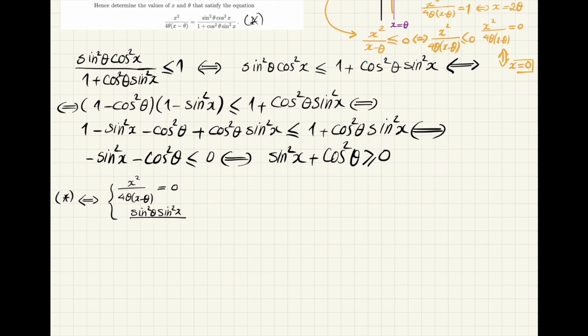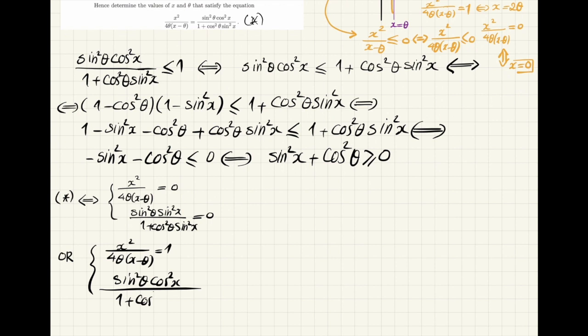or both of them are equal to 1. That is, sine to the power of 2 theta cosine to the power of 2x divided by 1 plus cosine to the power of 2x theta sine to the power of 2x is equal to 1. I realize that I have made a mistake. This is not sine, this is cosine. Okay.